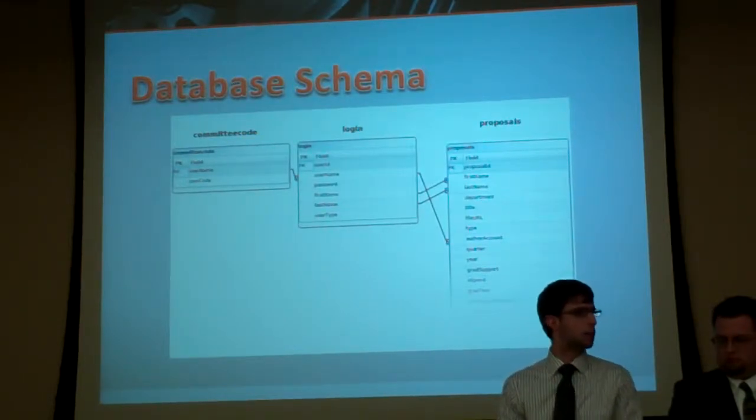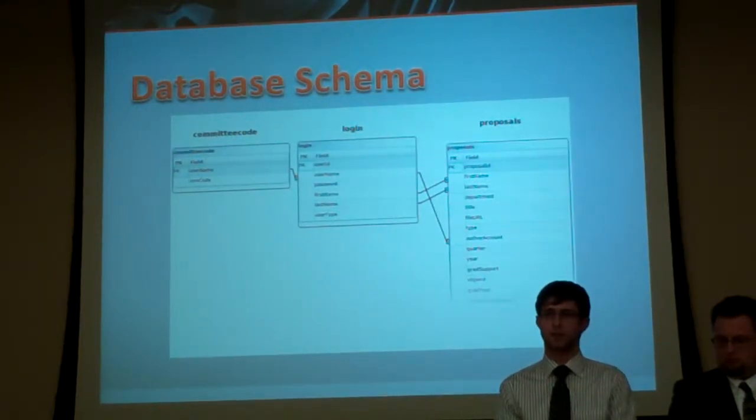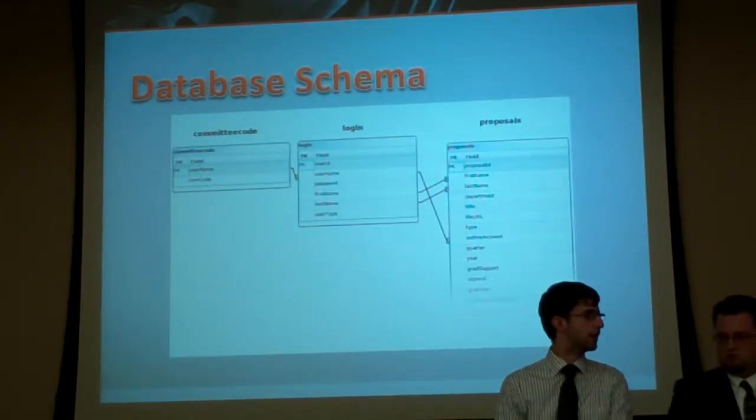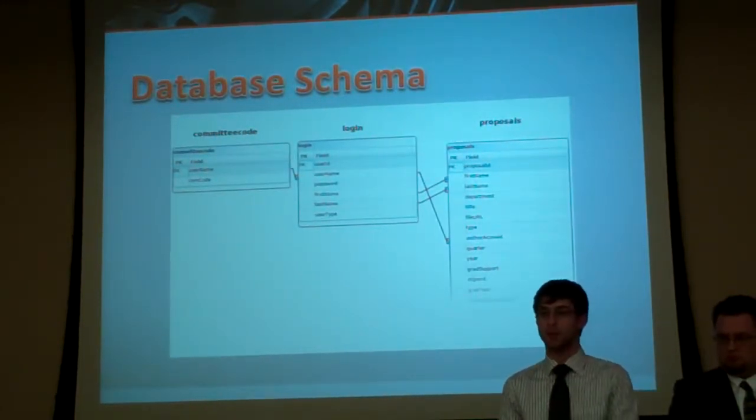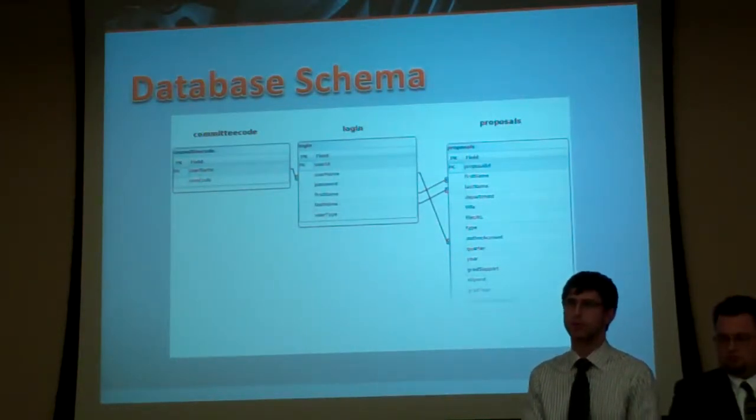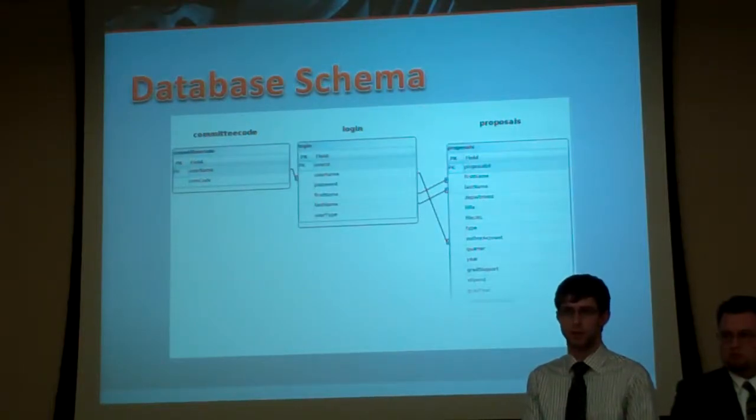Then there's the login table, and this really handles everything related to users. So you'll have like a username, first name, last name, an encrypted password, and user type as well. User type is used to designate if the user is a submitter or a committee member or a committee chair member or potentially an admin for iteration support.